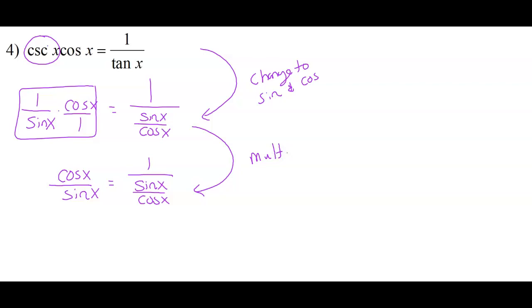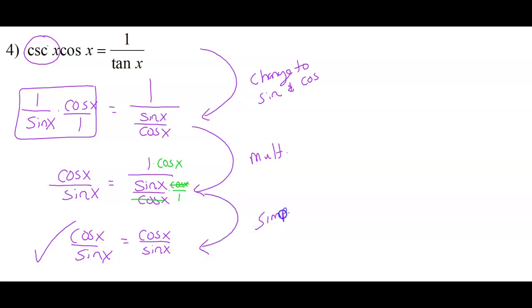Next thing, I would want to simplify my complex fraction. I'm going to multiply the top and the bottom by cosine of x. So here they cancel, and I will be left with cosine x over sine x is equal to the same thing over here. And now they match, and we can say that was simplifying a complex fraction.